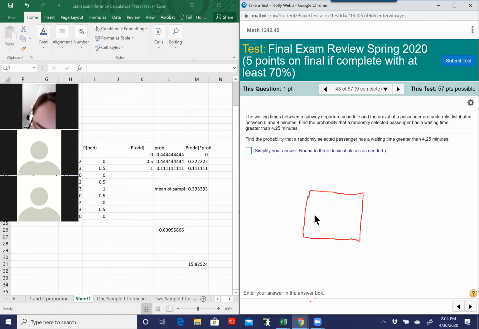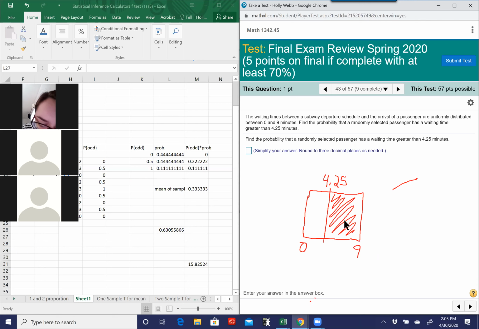Oh, awesome. Okay, so there's our rectangular uniform distribution. And can you put a 0 down here on the left corner and a 9 on the right? Awesome. Now, find the probability that a randomly selected passenger has a waiting time greater than 4.25 minutes. So we need to eyeball where 4.25 would be, and it's greater, so we would shade to the right. Good job. Should have had y'all annotating all along.